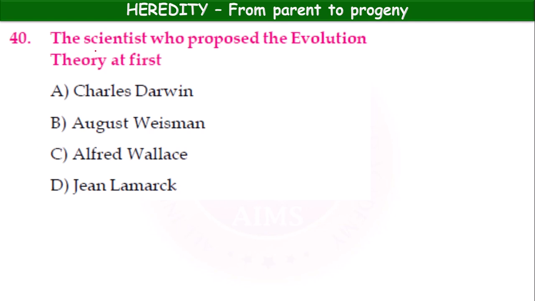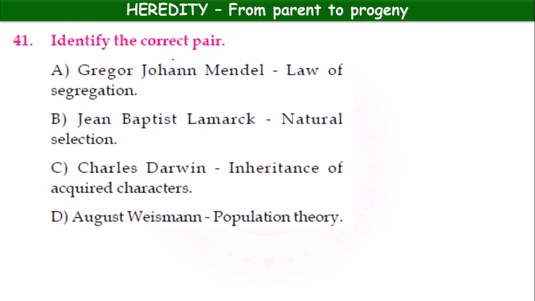The scientist who proposed the evolution theory at first: Charles Darwin, August Weismann, Alfred Russel Wallace, Jean Lamarck. Who proposed it first? Jean Lamarck. Inheritance of acquired characters. Option D. Identify the correct pair: Gregor John Mendel, law of segregation; Jean Baptiste Lamarck, natural selection; Charles Darwin, inheritance of acquired characters; August Weismann, population theory. So here you have to identify the correct pair.